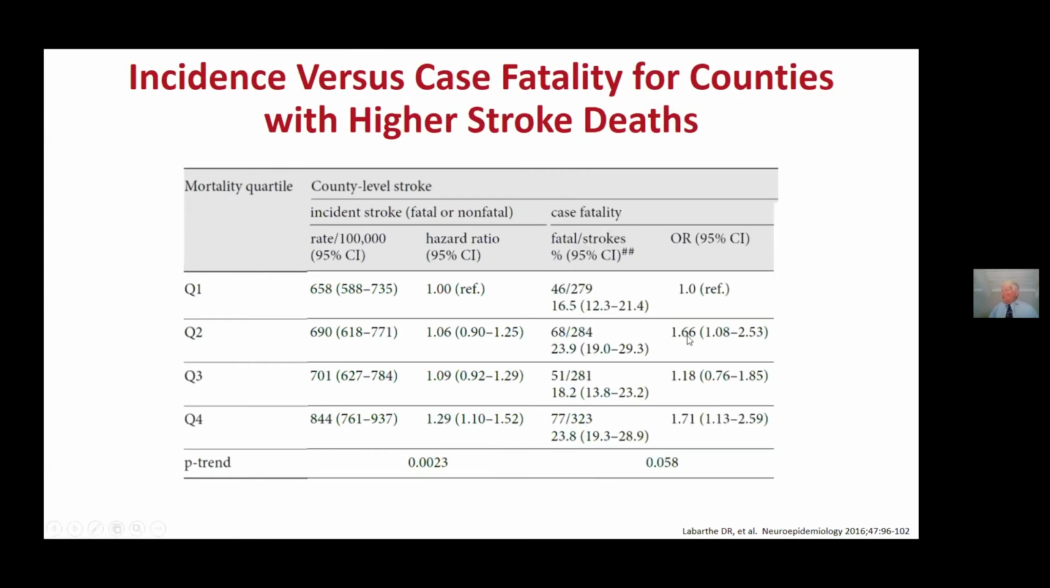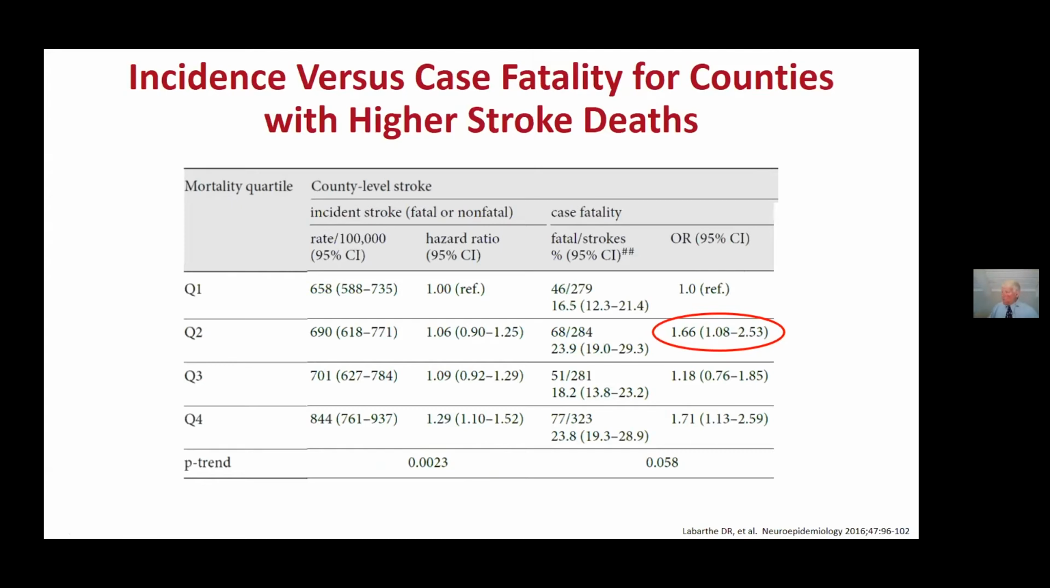However, if we look at the case fatality, now adding this, a very funny pattern emerges. Again, this is compared to people who have a stroke and are living in a county with low stroke mortality. If I live in a county that is just a little bit higher stroke mortality, I am actually more likely to die from that stroke. It jumps up to a 60% higher chance, almost 70% higher chance of dying of the stroke.